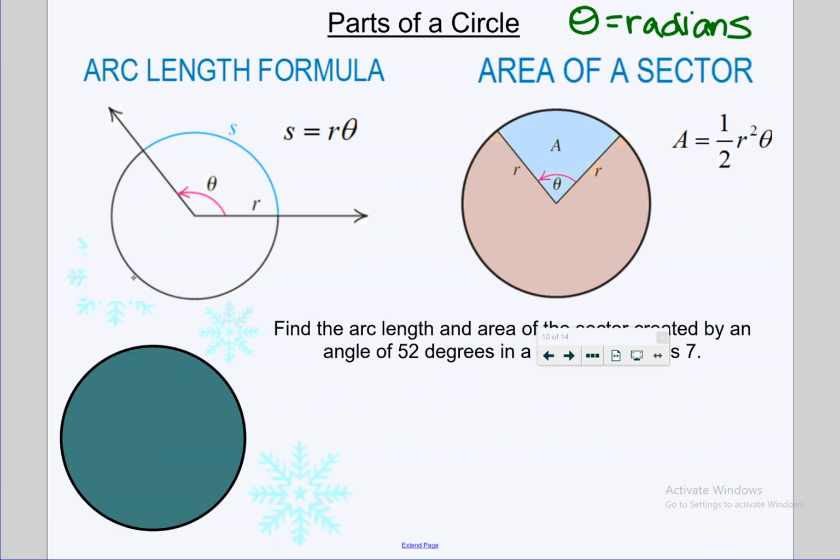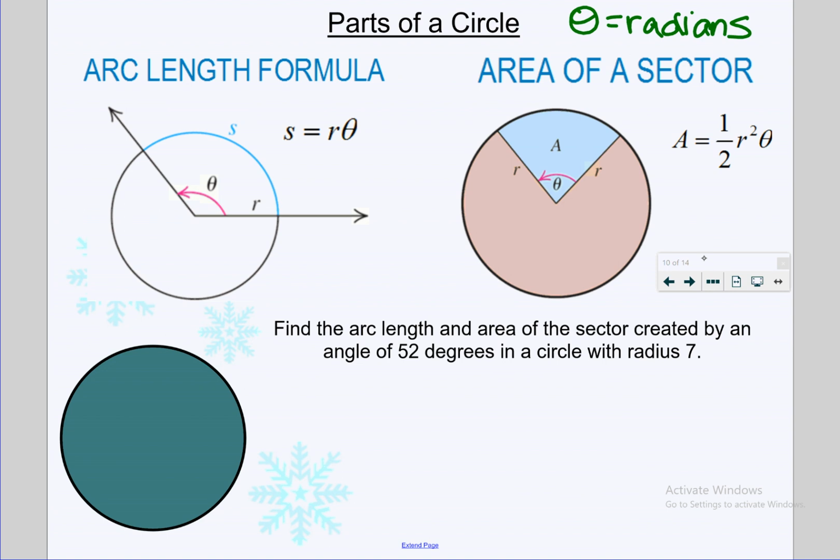So what is arc length? Arc length is what you see marked as S there in blue. It's just part of your circumference. It's a distance around the circle. Area of a sector is like a pie piece that we're talking about. So S equals r theta, where r is our radius. Theta is that central angle in radians. And then area of a sector, similar, 1/2 r squared theta.